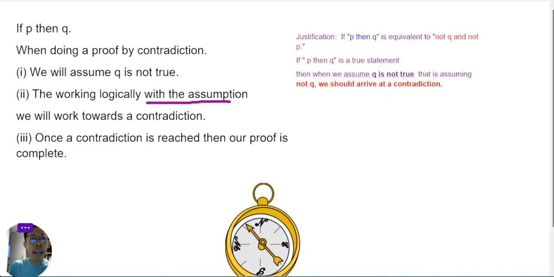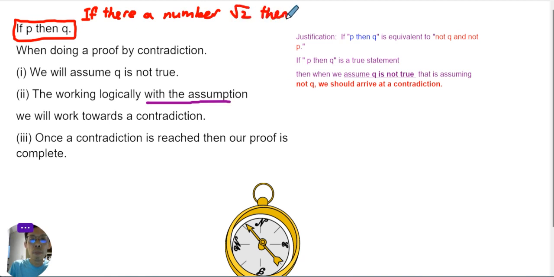So we start by looking at the mechanics of this particular proof. If we have a statement, if P then Q, for example, if there is a number square root of 2, then square root of 2 is irrational. So here is my statement. If P then Q, so the P part is before the "then", and the Q part is after the "then" statement.